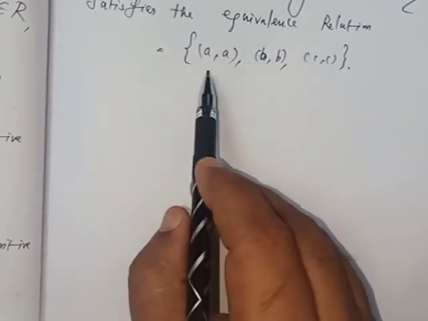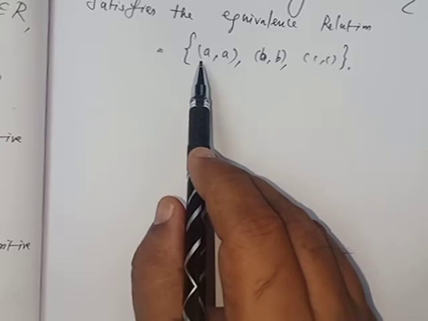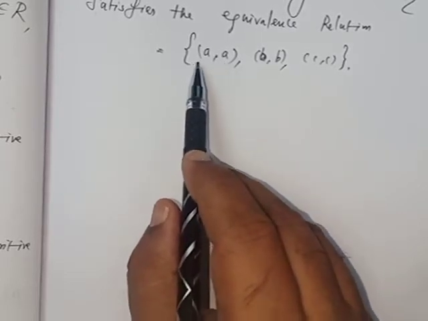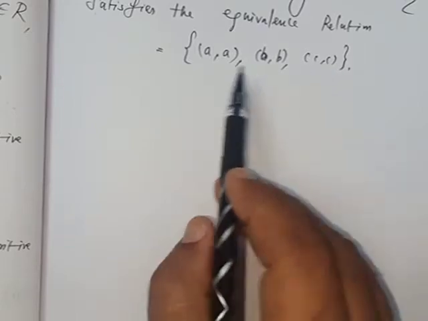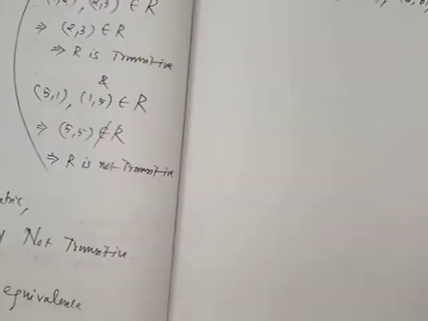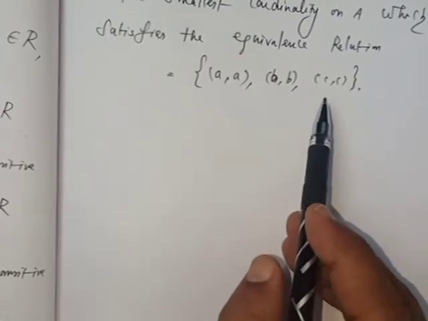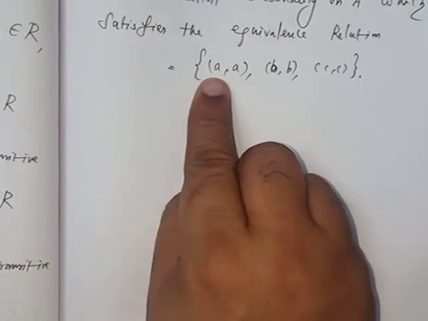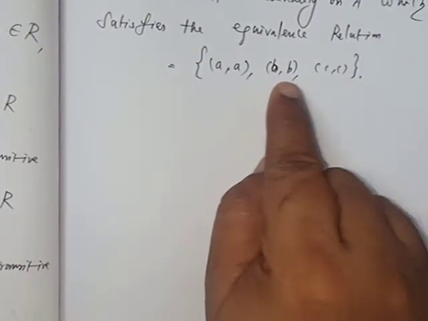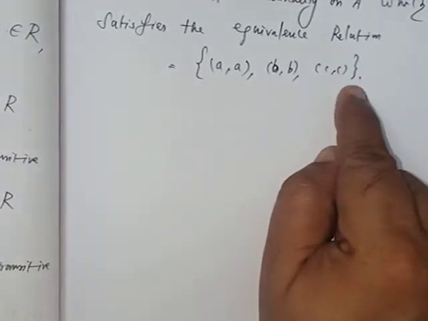Listen. We can go one by one. First reflexive, right? A is related to A, B is related to B, C is related to C. Since we have three elements in the set, all three pairs are there here. So it satisfies reflexive. Now we can go for symmetric. A reverse is A, B reverse is B, C reverse is C. That is also satisfied.